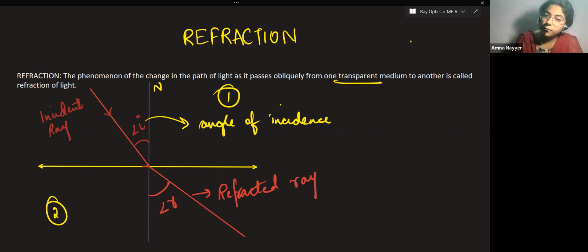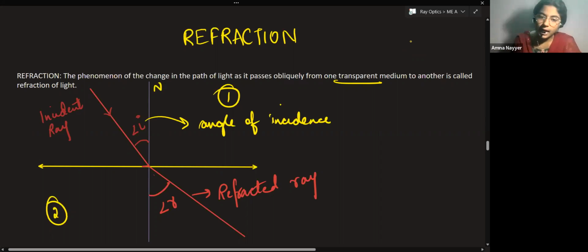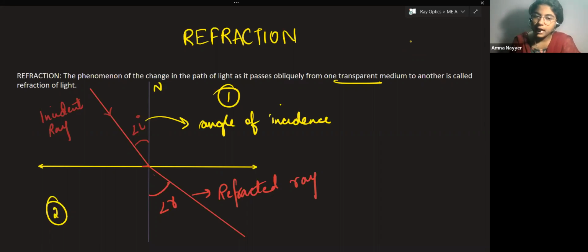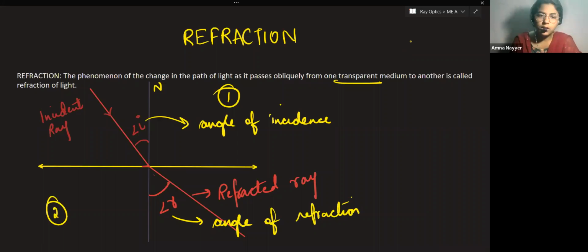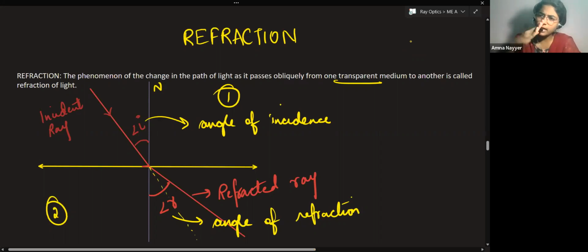Do not take it from the plane surface. I'm again repeating, take it from the normal always. And this is the refracted ray, and this becomes the angle of refraction. The original path of the incident ray was somewhat like this. Now it has deviated. Can you notice there's a deviation in the path? This is known as refraction.